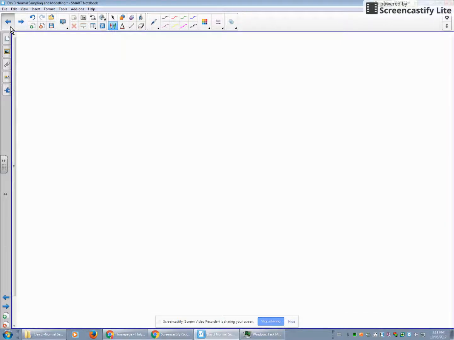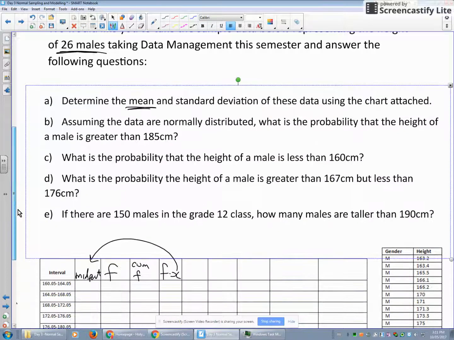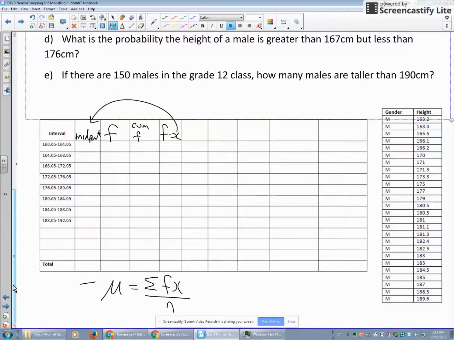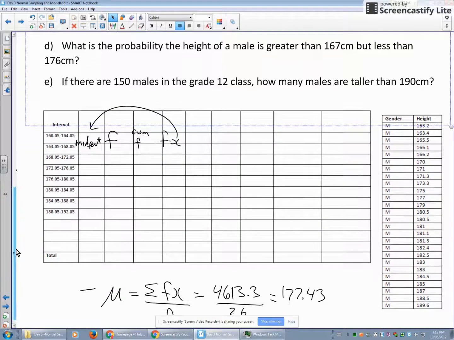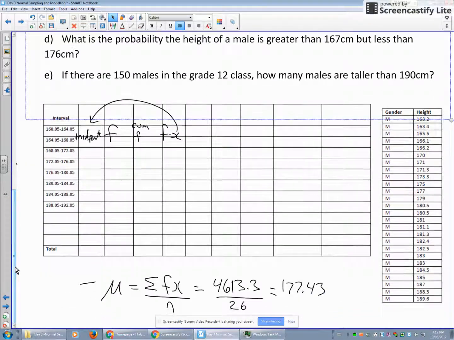4613.3. Oops. So that's 4613.3 over 26 males gives us a mean of 177.43. And then in order for us to calculate our, can I extend this page? No, can't extend the page. I can do it on the next page.